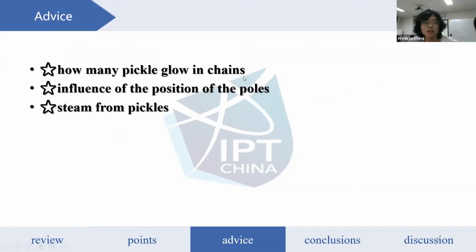And here's some advice. In your multiple pickles experiment, I want to ask how many pickles will glow in a chain. If you put 5 pickles in a chain, in our experiment sometimes there will be 2 pickles, but most of the time only 1 pickle will glow in a chain. I want to ask if you have some conclusion about this.